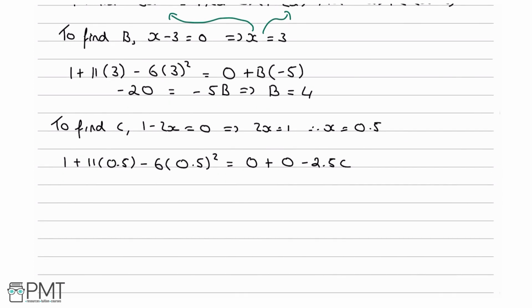Now, 1 plus 11 times 0.5 minus 6 times 0.5 squared, if you put that into your calculator, will get you 5, okay? So this will be 5 equals minus 2.5c, and this means c equals minus 2. Alright? Now, before we find a, I'm just going to take a step back and rewrite what we know so far.